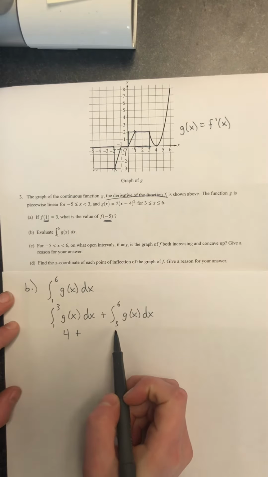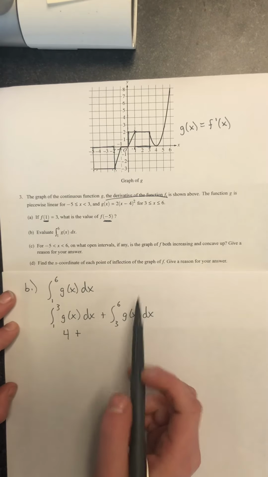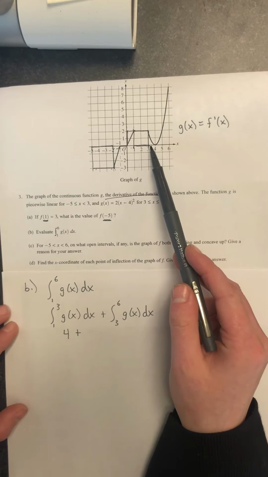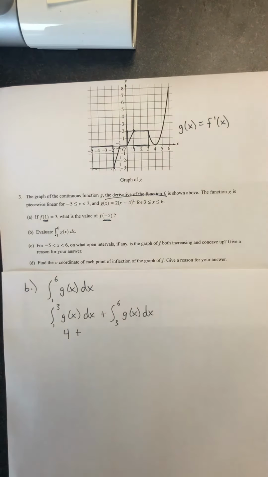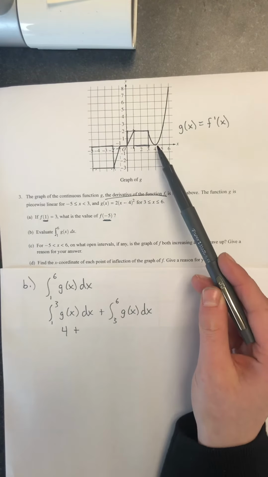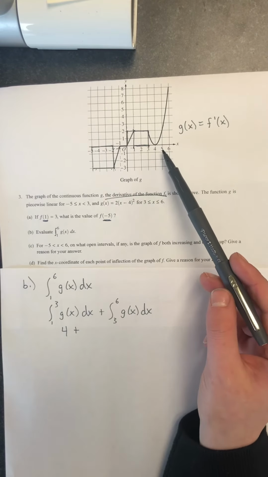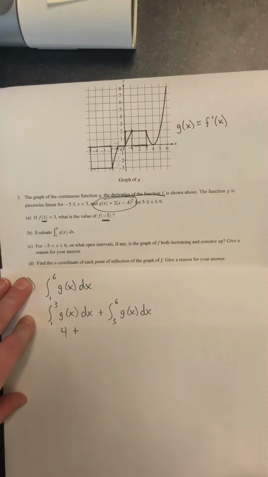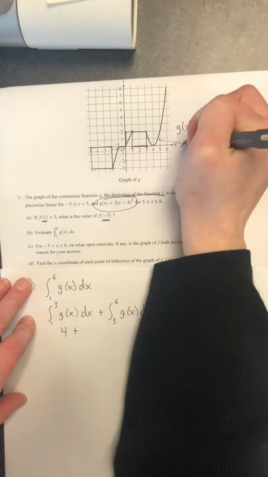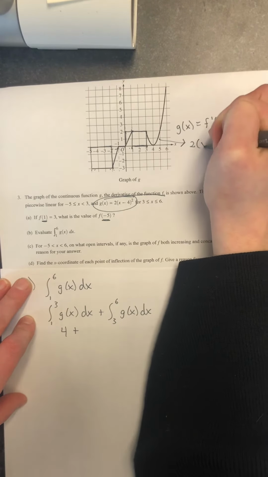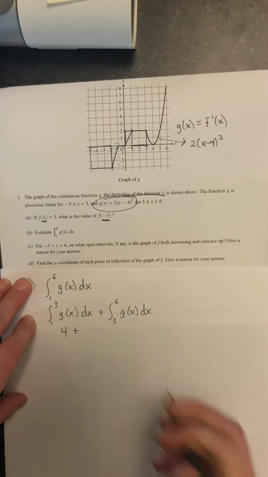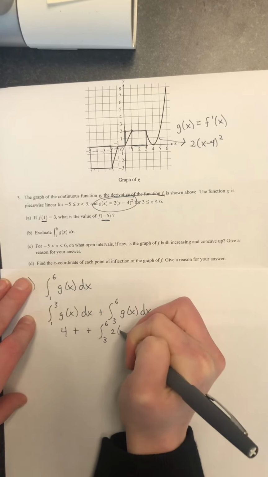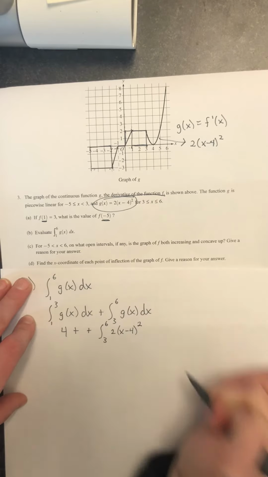And now I need to find the area under the curve from 3 all the way up to 6. Now this is not going to be as easy as just using some sort of geometric formula. I actually need to find the area under the curve for this quadratic. That would be really hard to do, except they gave it to me. They say that this curve is 2 times x minus 4 squared. So I want to know the integral from 3 to 6 of 2 times the quantity x minus 4 squared.